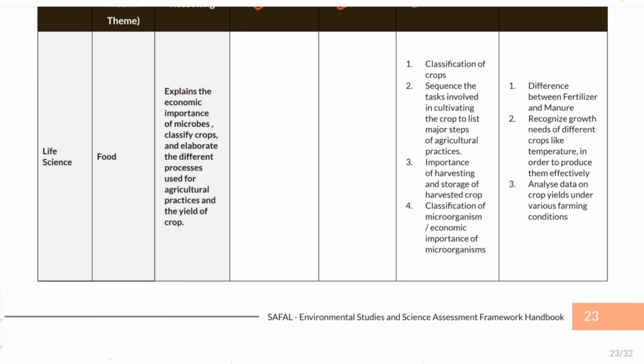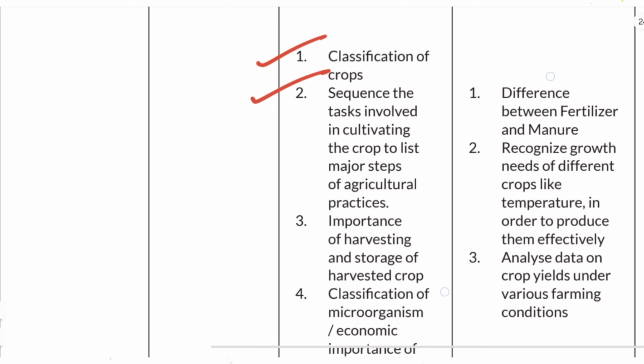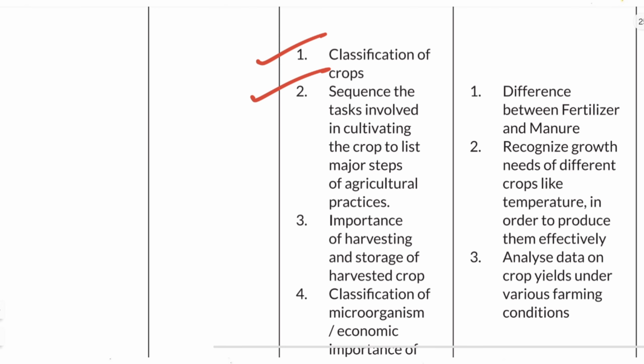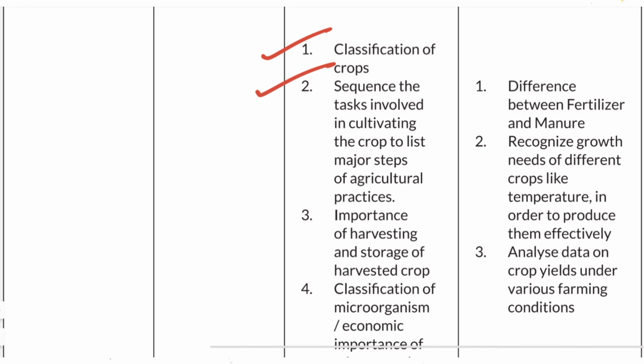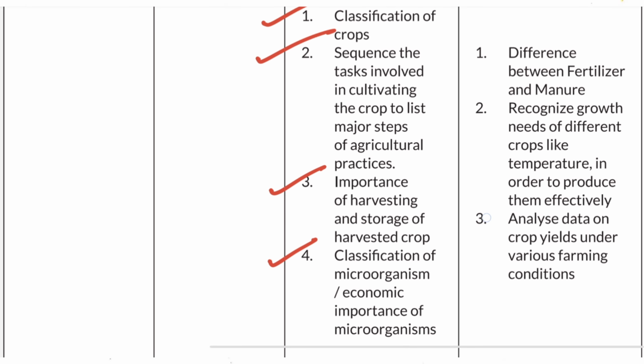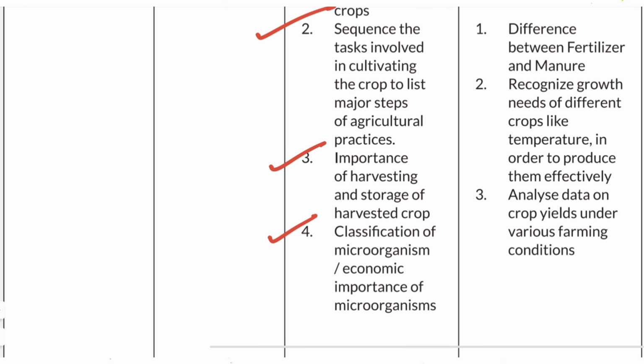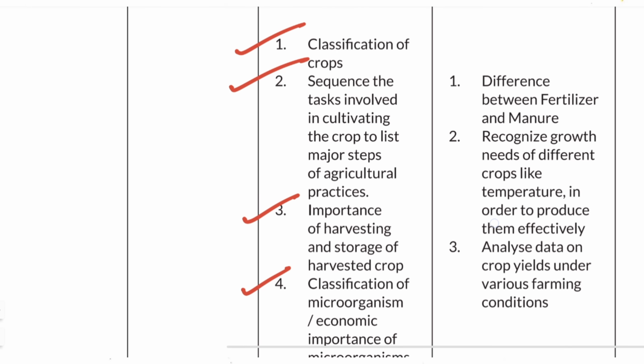Now first question can be classification of crops. Sequence the tasks involved in cultivating the crop to list major steps of agriculture practices. Importance of harvesting and storage of harvested crops. Classification of microorganisms or importance of microorganisms.